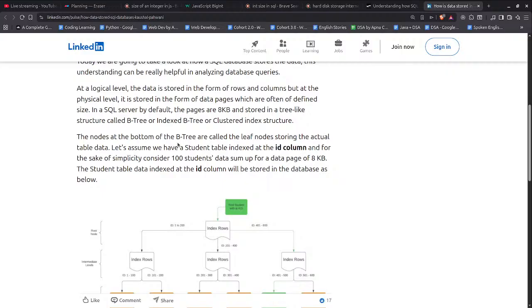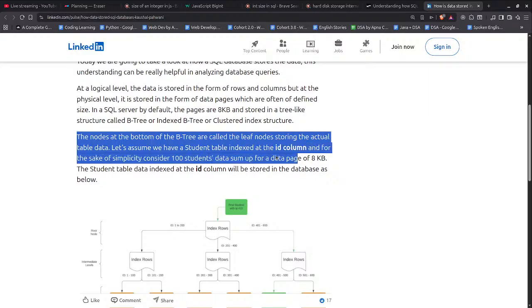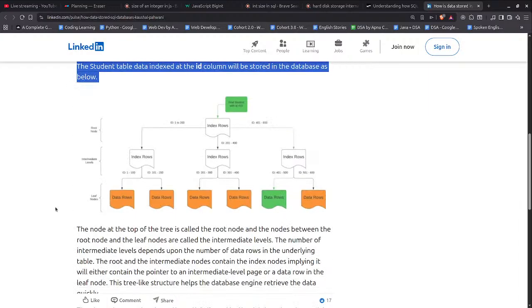Coming back to this one, the nodes at the bottom of the B tree are called leaf nodes, storing the actual table data. Let's assume we have a student table indexed on the ID column, and for the sake of simplicity, consider 100 students' data, stored in data pages of 8 KB. The student table data indexed on the id column will be stored in the database as below.